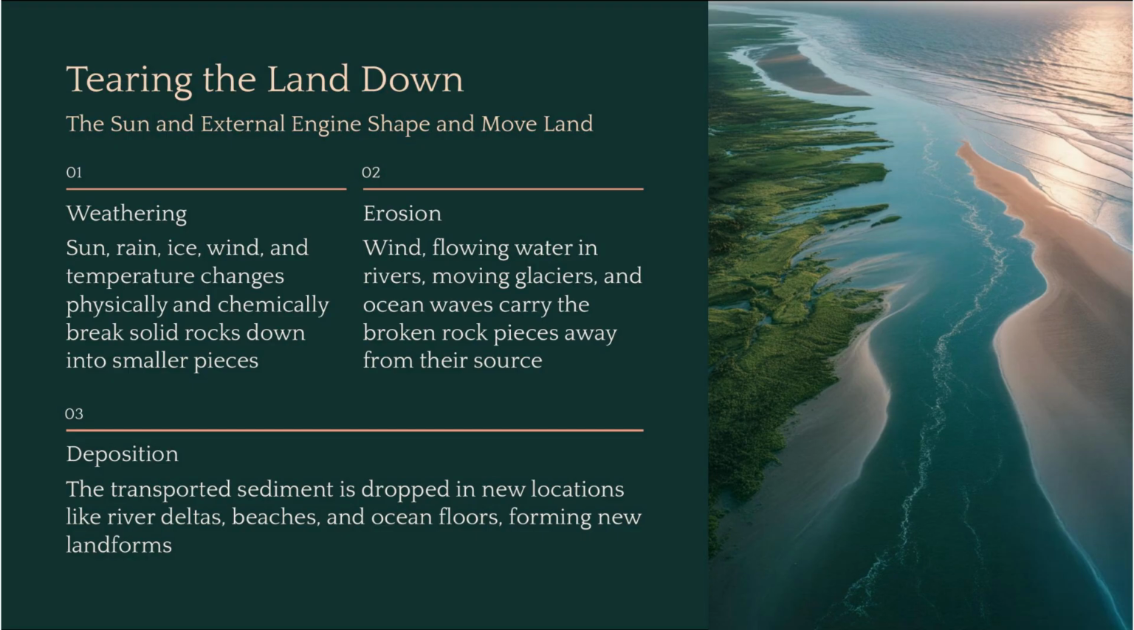But there's another force at work. While the internal engine builds land up, the external engine, the sun, works to tear it down. The sun's energy powers wind, rain, and ice. This is called weathering and erosion. Rain and ice seep into cracks in those mountains and break them apart. Rivers, powered by gravity and the water cycle, act like conveyor belts, carrying all those broken pieces of rock, called sediment, downhill. Eventually, they get deposited in new places, like a river delta at the edge of the sea.